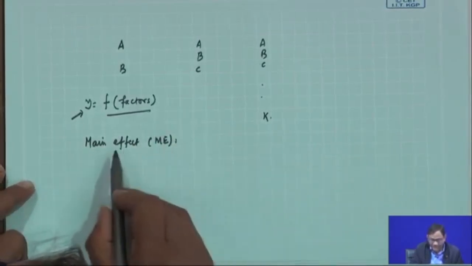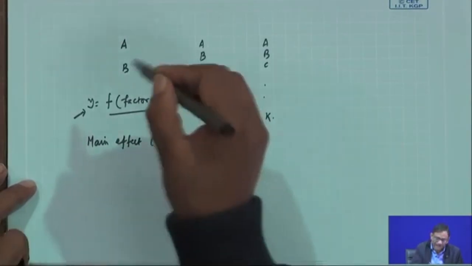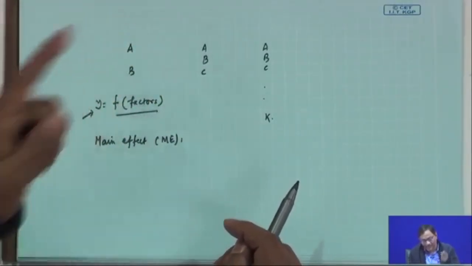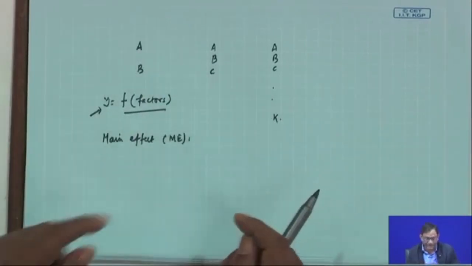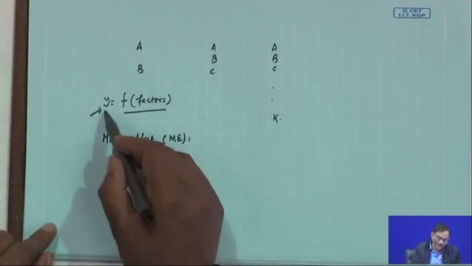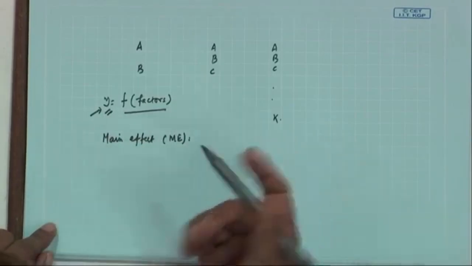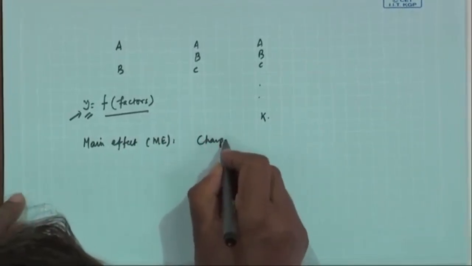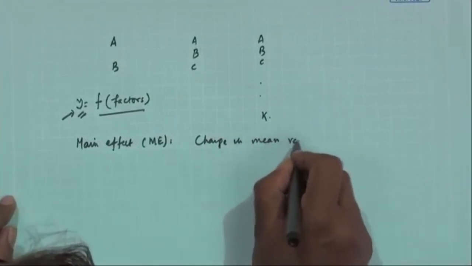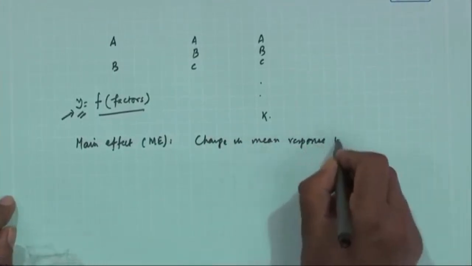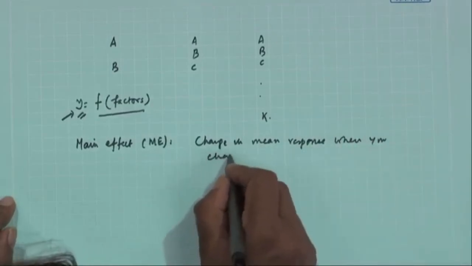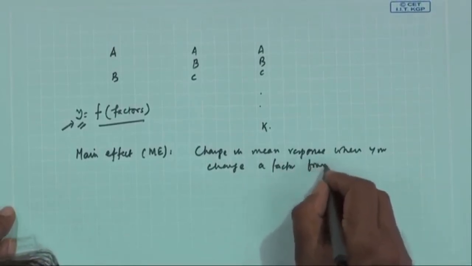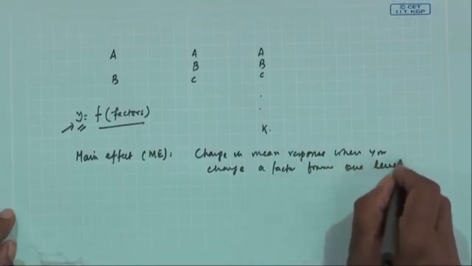Main effect is basically the effect of changing one factor from one level to another level, primarily from low to high. What will be the change in y? That is the change in mean response when you change a factor from one level to another.